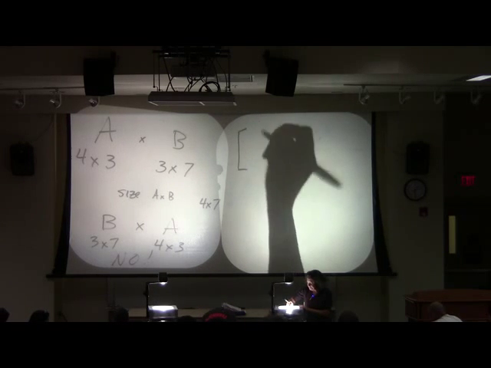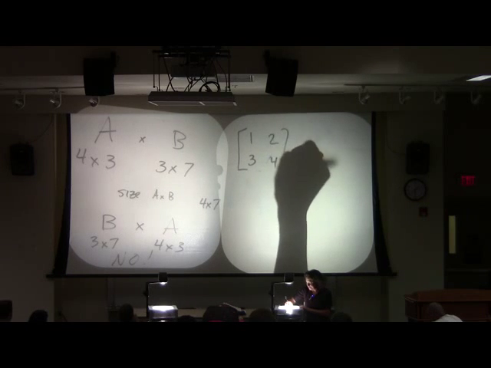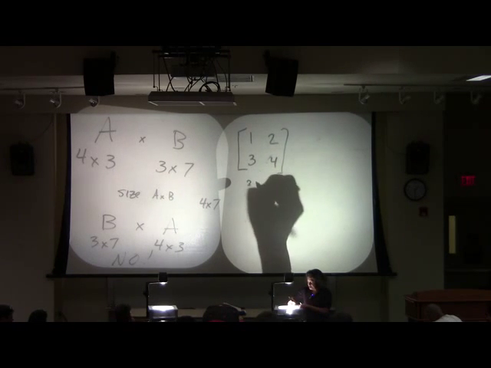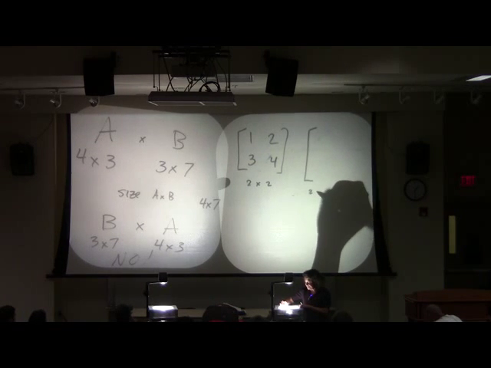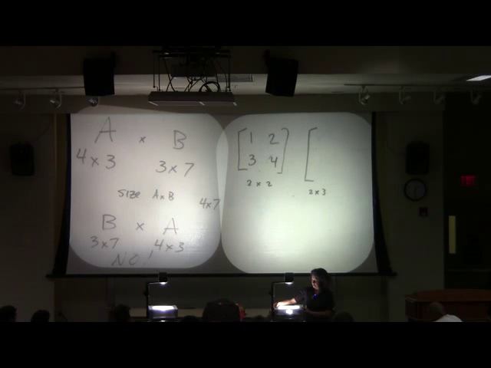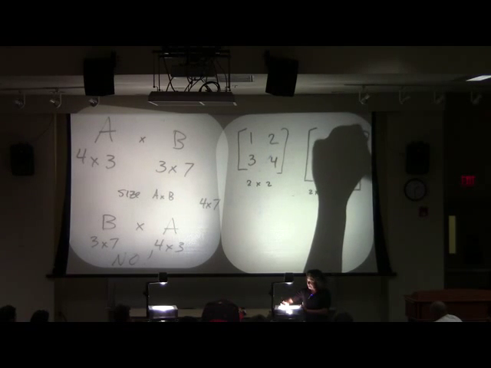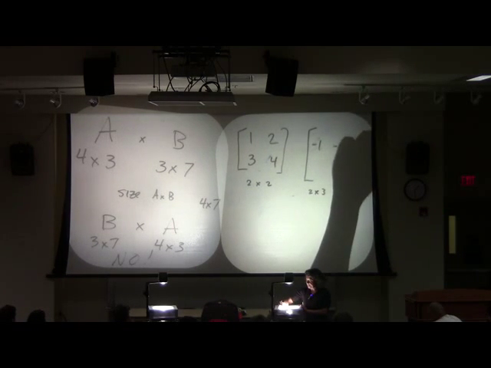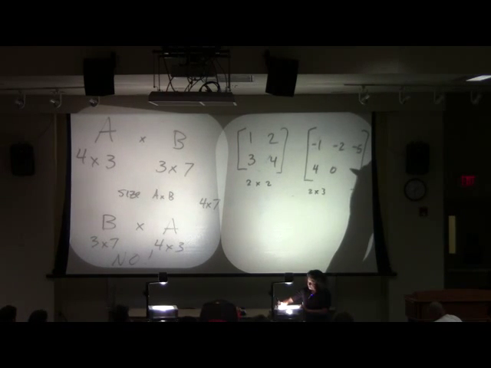So let's have a matrix be like 1, 2, 3, 4. That's a 2 by 2 matrix. So all I know is this has to be a 2 by something. Do we have it be a 2 by 3? So 2 rows. So how about we have -1, -2, -5, 4, 0, and 1.